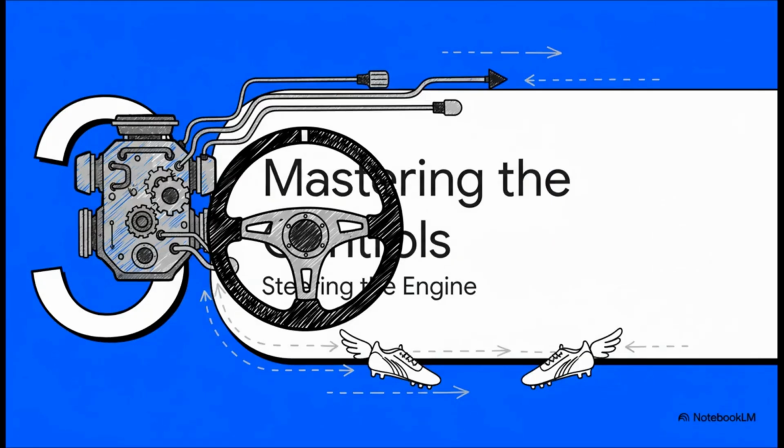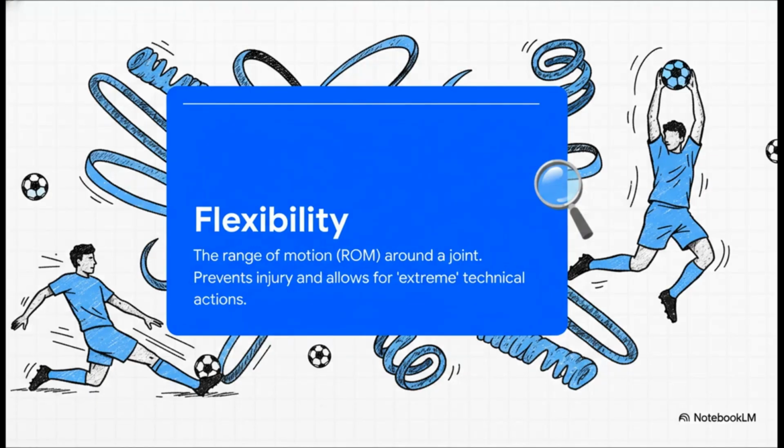Okay, so we've got our engine built. It's powerful. It's ready to go. But now we have to control it. It's time to talk about mastering the steering system that guides all that raw power. First part of our control system, flexibility. And it's so much more than just preventing injuries, you know?